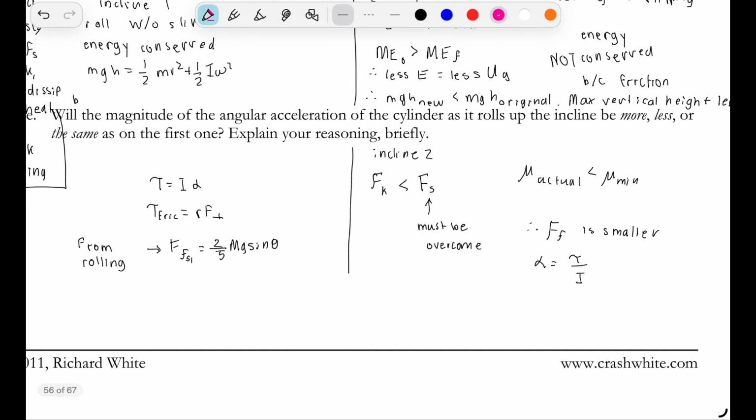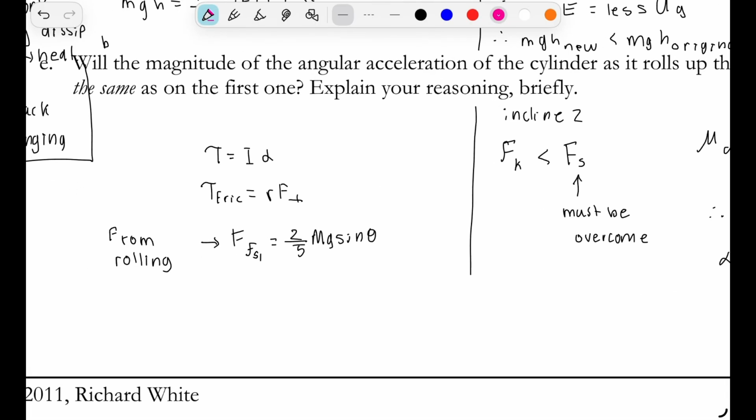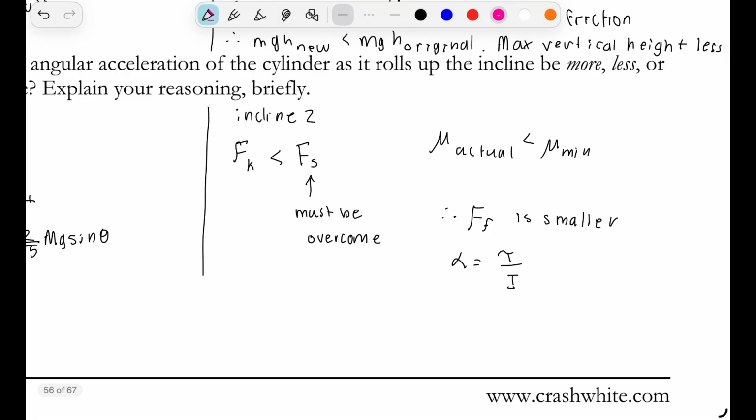So let's look at part E. Will the magnitude of the angular acceleration of the cylinder as it rolls up the incline be more or less or the same as the first one? Explain your answer briefly. Okay, so from our torque equation, we know that torque is equal to moment of inertia times the angular acceleration. And we know that torque is caused by friction. So torque is equal to the lever arm times the perpendicular force. And from rolling, earlier we found that the static friction force is equal to 2/5 mg sine theta.